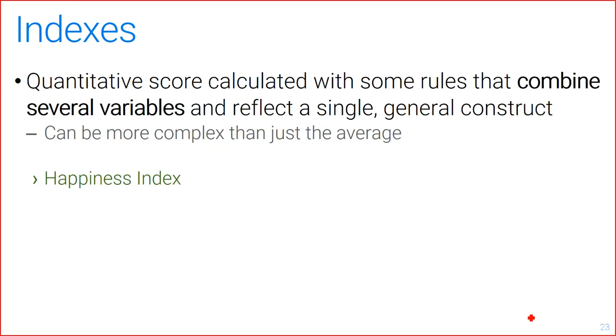Okay, and to finalize, we have indexes. So indexes are just a way to combine multiple variables into just one. So think, for example, how can we come up with a number to quantify the happiness of citizens in a country? Then you can think about all the possible factors that might affect the happiness of a citizen. And you could think, for example, of an economic index.